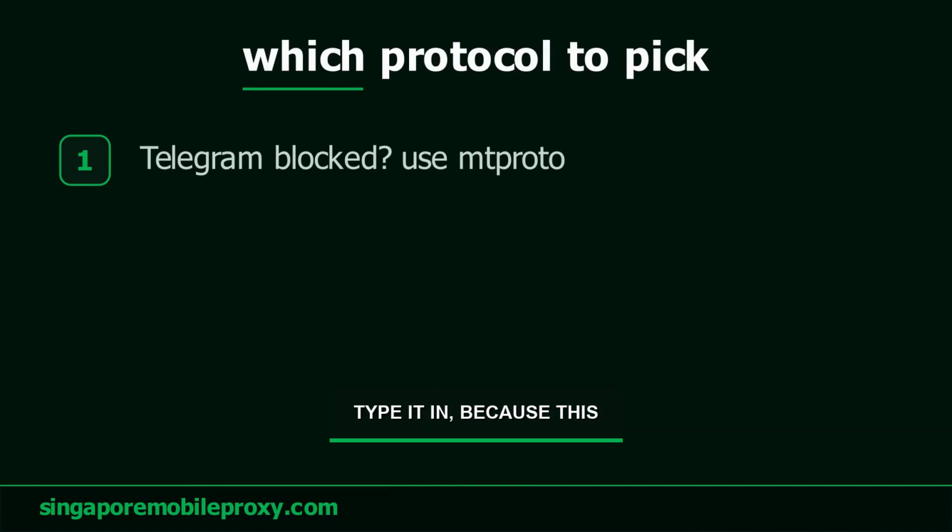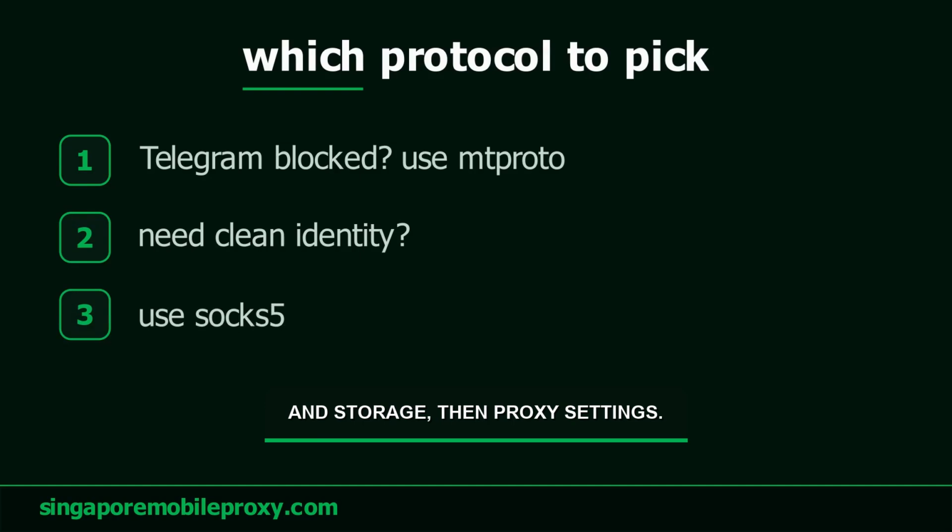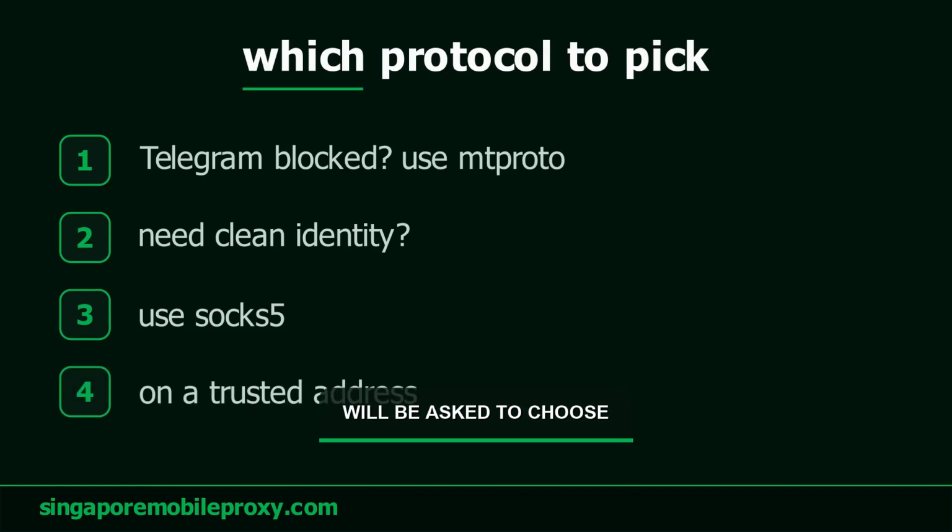Here is where you actually type it in, because this part is genuinely easy once you stop second guessing it. On your phone, open Telegram, go to Settings, then Data and Storage, then Proxy Settings. Turn on Use Proxy and add a proxy. You will be asked to choose SOCKS5 or MTProto, then to enter a server, a port, and your credentials.